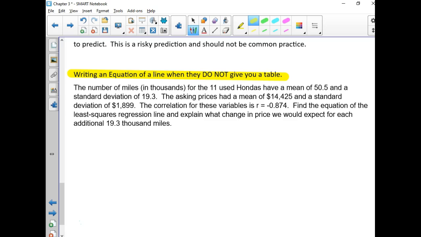We just know that we have an X variable. Our X variable, is it going to be the number of miles or is it going to be the price? What's my explanatory variable here?